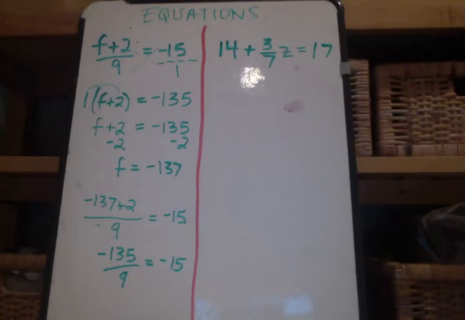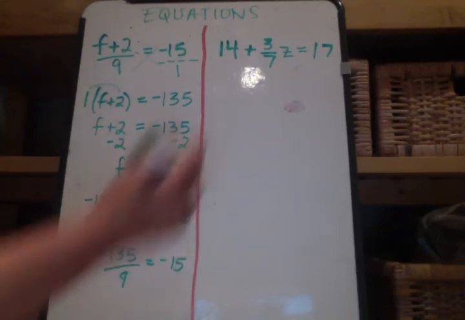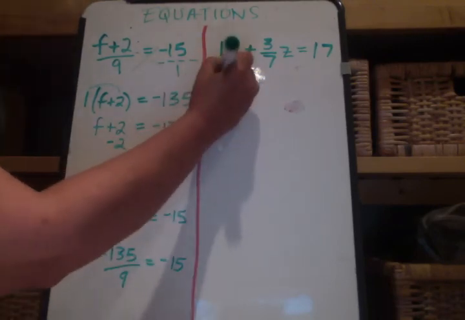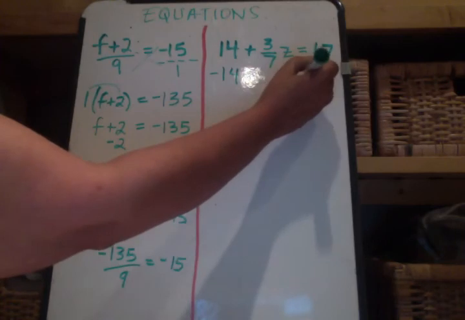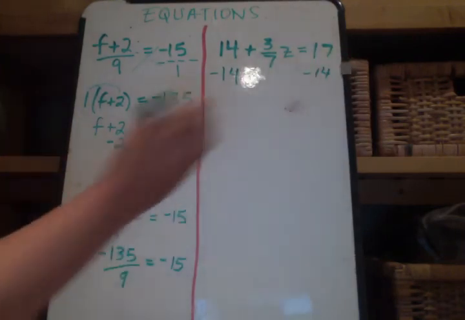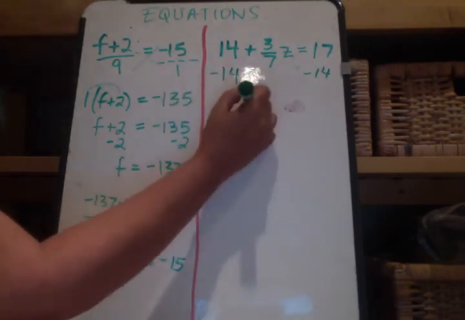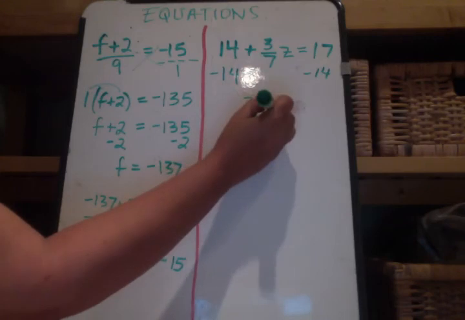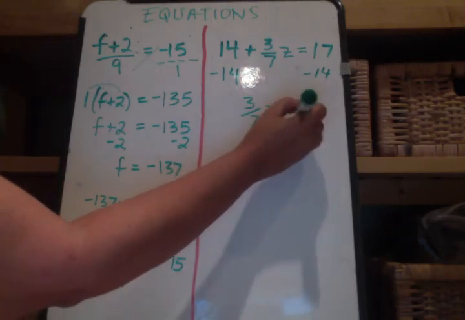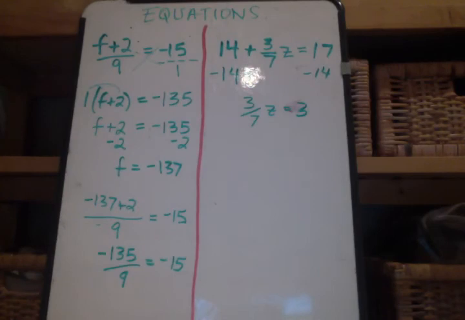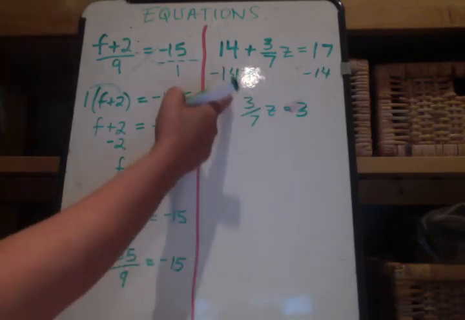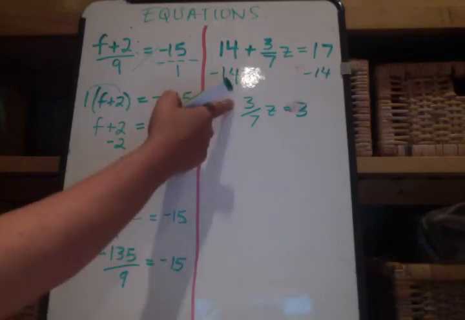Okay, so the first thing I'm going to do here, I'm going to try to resolve this positive 14. So I'm going to subtract 14 from both sides. And what I get from that is 0, so I'll get here 3/7 z equals 3.